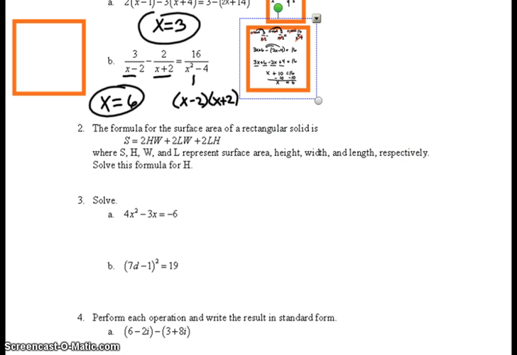Okay, problem number 2. The formula for the surface area of a rectangular solid is S equals 2HW plus 2LW plus 2LH, where S, H, W, and L represent surface area, height, width, and length, respectively. Solve this formula for H.